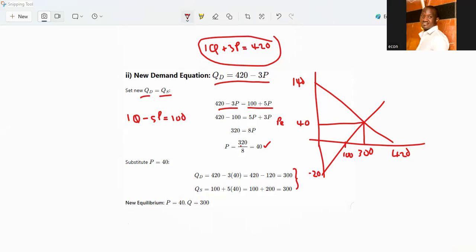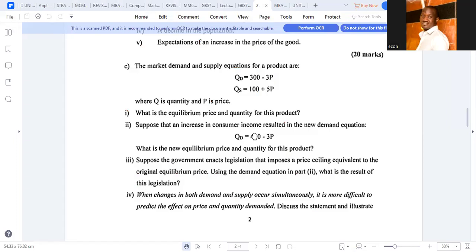All right, so we have answered our new equilibrium price and quantity when the demand has changed. All right, so suppose government enacts legislation that imposes a ceiling equivalent to the original equilibrium price using the equation in part 2. What is the result of this legislation? When changes in both demand and supply occur simultaneously, it is more difficult to predict the effect on price and quantity demanded. Discuss the statement. All right. So basically, the price ceiling, I explained that when there's a price ceiling, it's a maximum price. So our initial equilibrium was what?